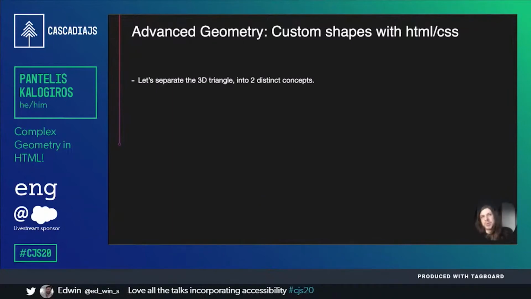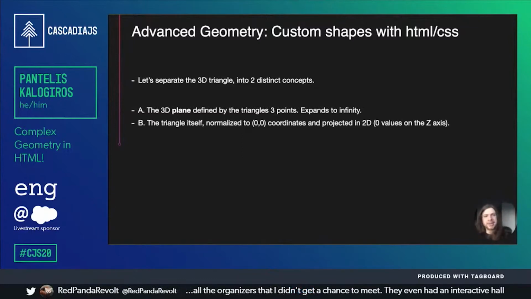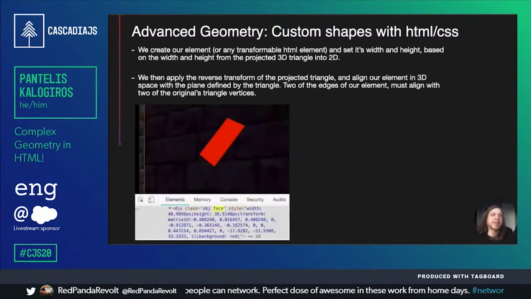So we start backwards. We split the 3D triangle into 2 distinct concepts. One is the 3D plane, as we mentioned, defined by its triangle's 3D points, and this plane expands to infinity. It's a concept, it's not a real thing. And then we need to get the triangle shape, which we normalize to 0, 0 coordinates, and we project it in 2D. So the shape itself will not have depth, but it will be aligned in that 3D space.